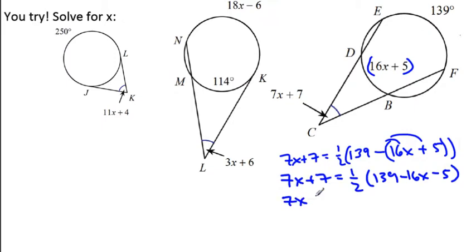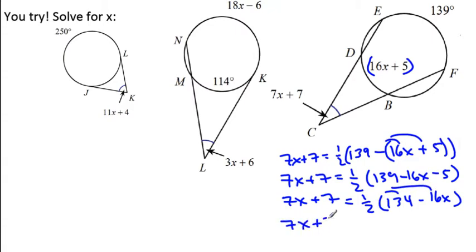That's going to make a big difference here. So 7x plus 7 is going to equal 1/2. What do we get? 139 minus 5. That's going to be 134 minus 16x. I'm going to distribute that half now. I like that because they're both even, so that'll work out nicely for us. So what do we get here? 65, 67. So we get 67 and then minus 8x.